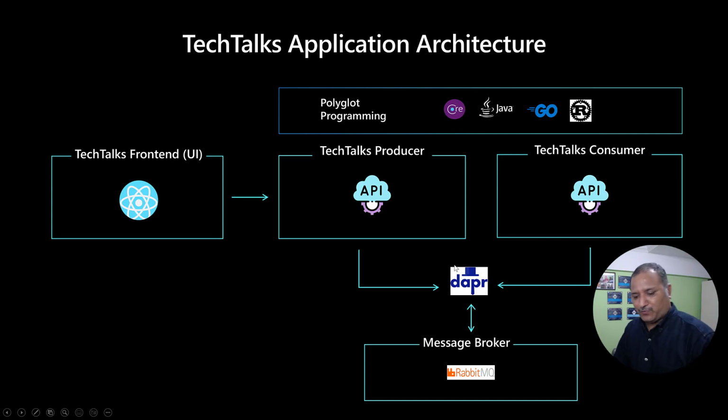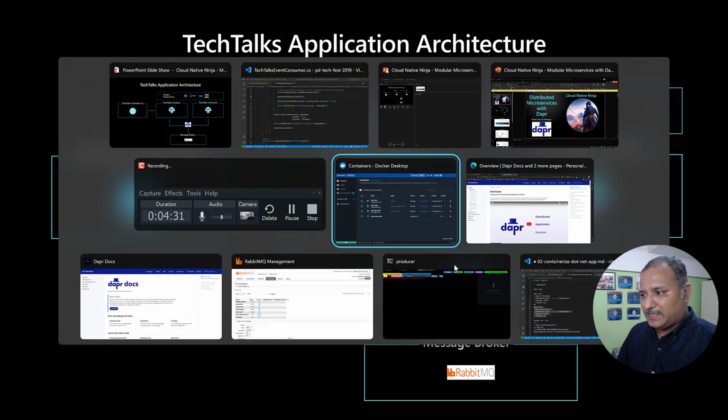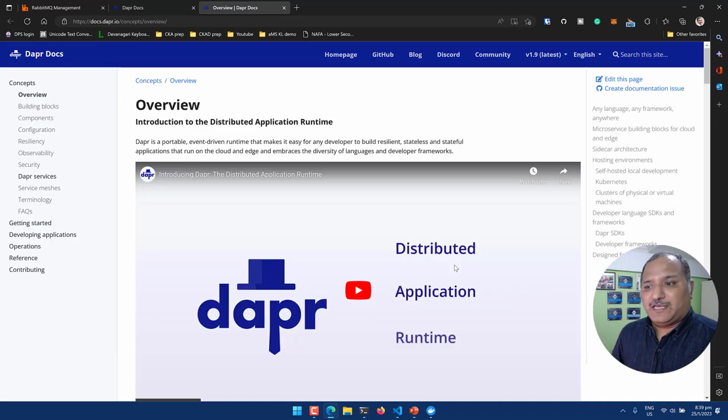Dapr is what they call a portable event-driven runtime. It's a distributed application runtime. Microservices by their nature are distributed, and they have a lot of things like resiliency. They have retries, which are not part of the initial, or I would say the legacy, application style of development.